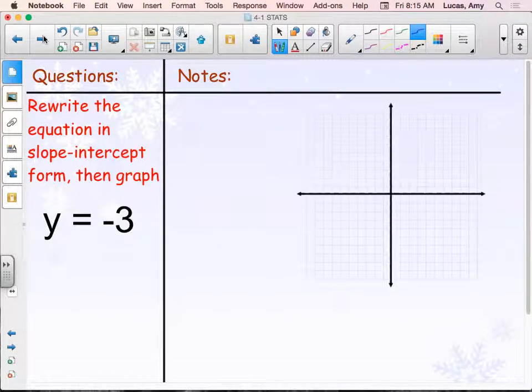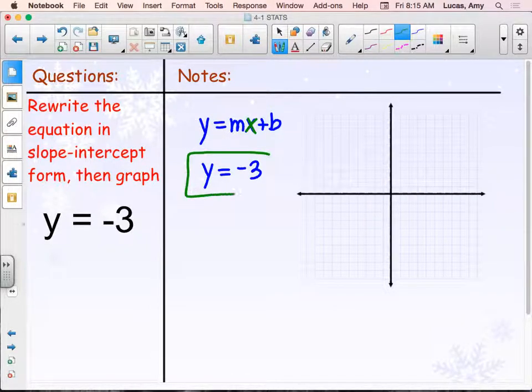This next one says to rewrite it into slope-intercept form, but this one's already written in slope-intercept form. What I want you to remember is that when part of this equation is missing, you should be able to figure out which part it is. I do not see a letter x at all in this equation. It simply says y equals negative 3. So that negative 3 is not my slope. My slope is 0. And it's my intercept that's negative 3.